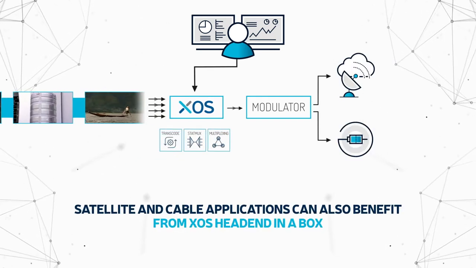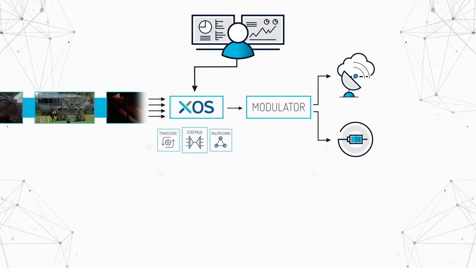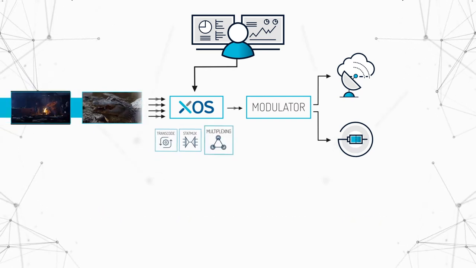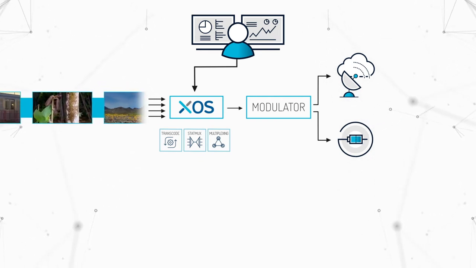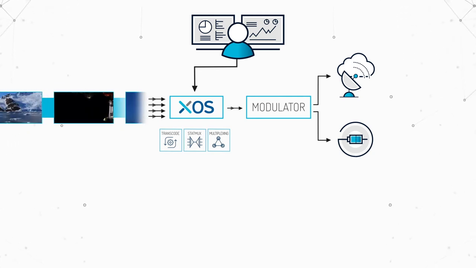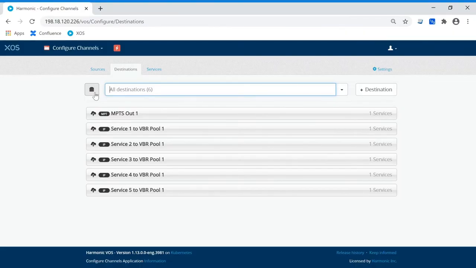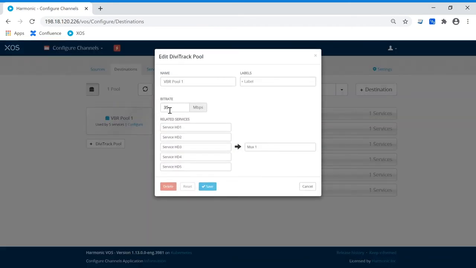Satellite and cable applications can also benefit from XOS Headend in a box. Pack your channels with one XOS into a unique mux and connect to a modulator to feed a transponder or a small cable headend. For management, XOS integrates a web-based interface compliant with the latest standards to make operations simple, easy, and secure. For instance, changing a video pool bit rate is performed in a few clicks.